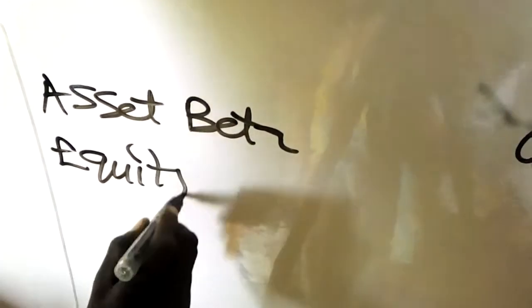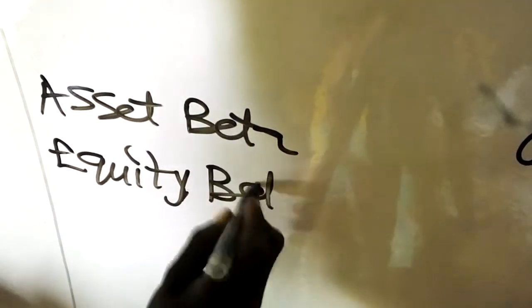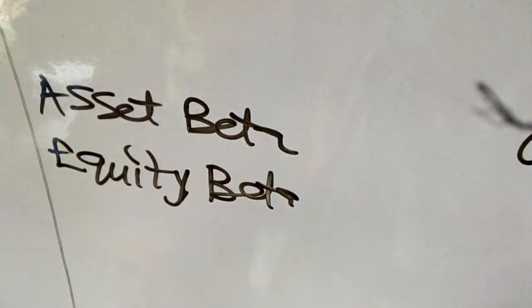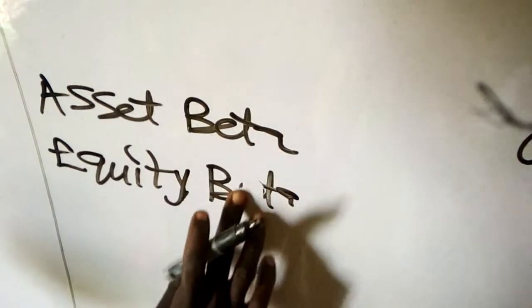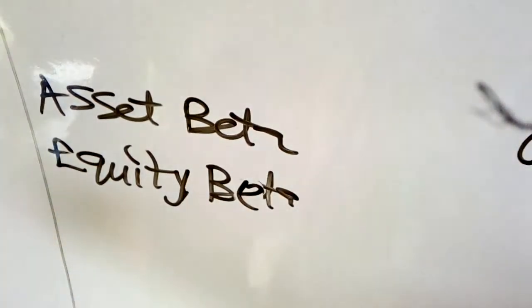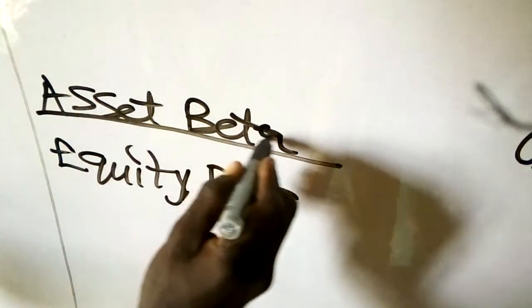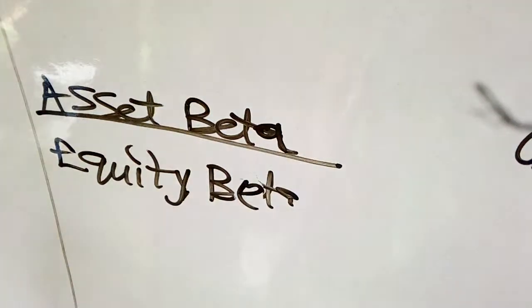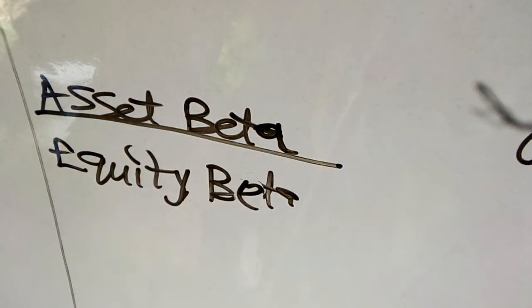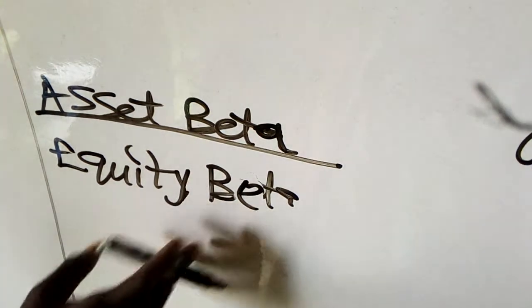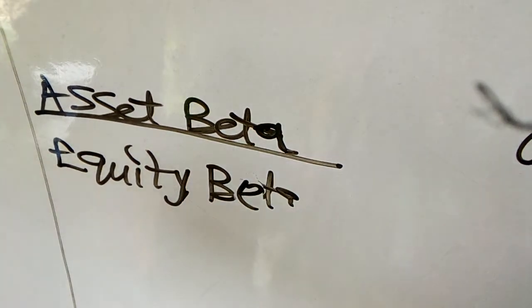The second one is equity beta. I've told you that equity beta is the appropriate beta for a geared company, meaning that when you see an equity beta, you know that the business is geared. But when the business is all equity financed, that is an ungeared company, asset beta will be appropriate. But for geared, then equity beta will be appropriate.